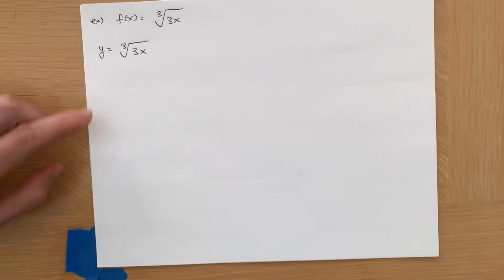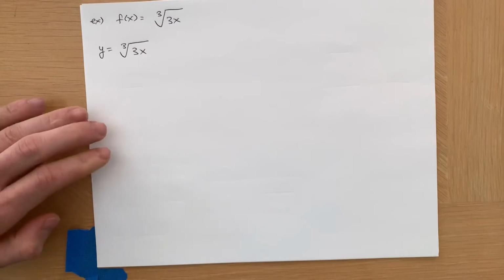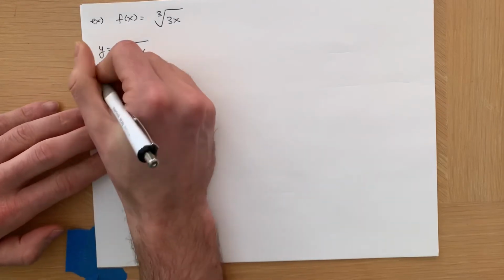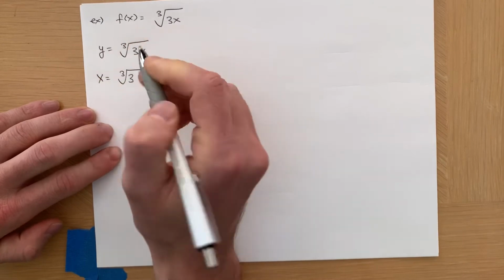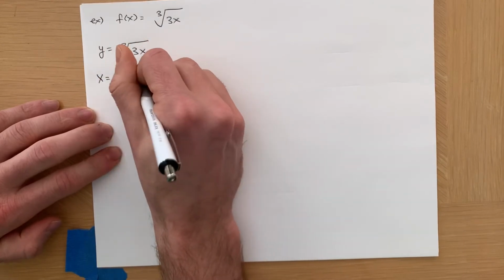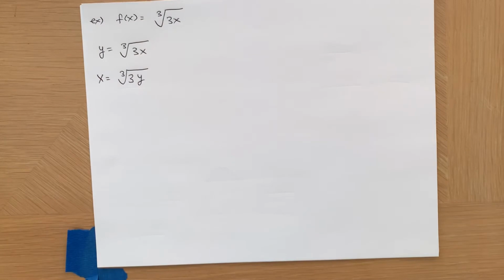And the next thing we need to do is replace the x's and the y's. So here's a y. We're going to make that an x. Cube root of 3, here's an x. We're going to make that into a y. And so now we need to solve for y. So we get y on one side, everything else on the other side.